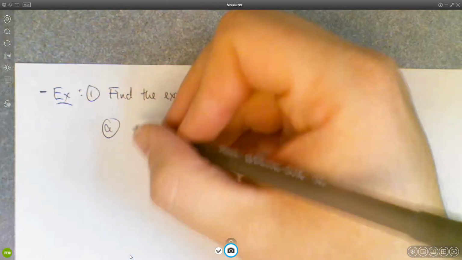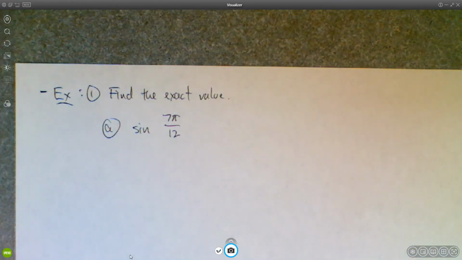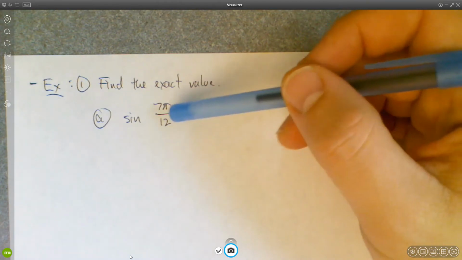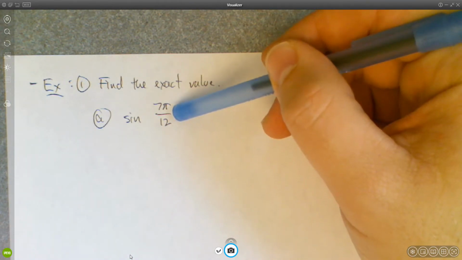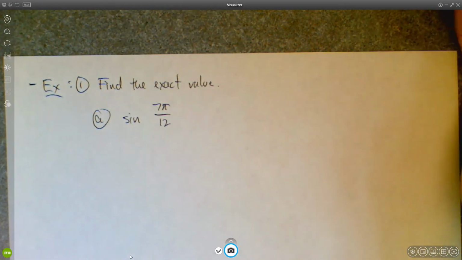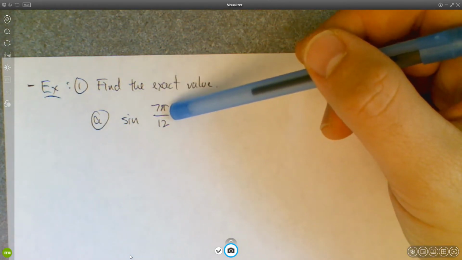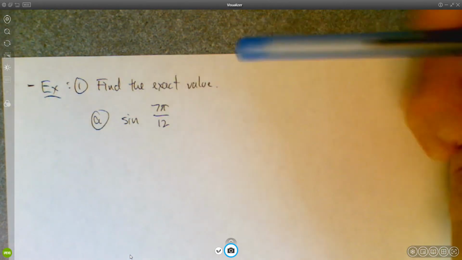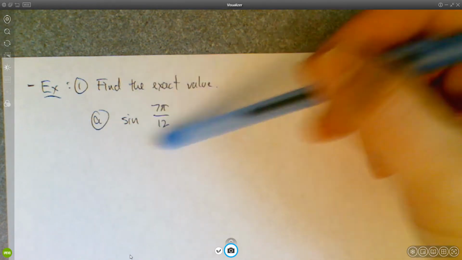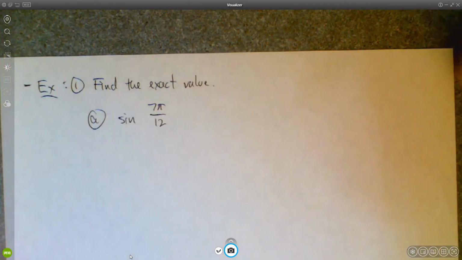We can find the exact value of something like sine of 7 pi over 12. What you need to do is think of two angles, because we don't know sine of 7 pi over 12 off the top of our heads, but we do know angles like pi over 4, pi over 6, pi over 3, pi over 2, etc. So try to think of two angles whose sine values you know, whose sum or difference is 7 pi over 12. Give the video a pause, see if you can figure that out.